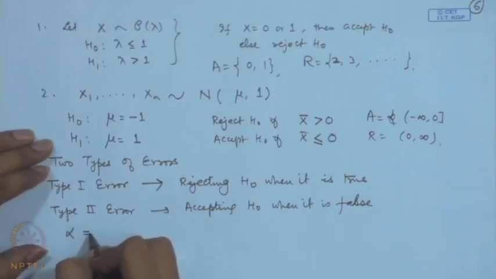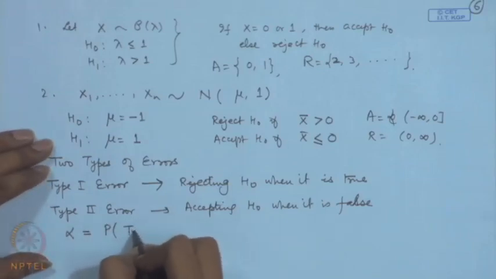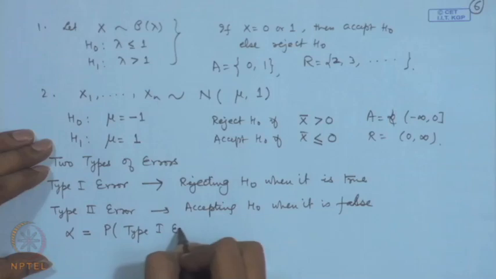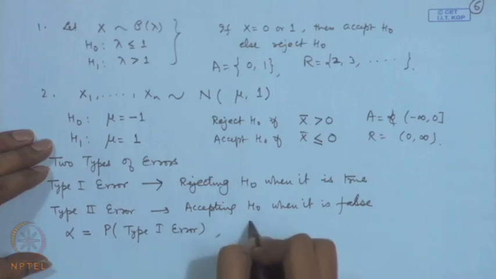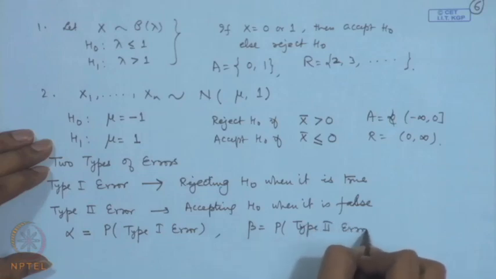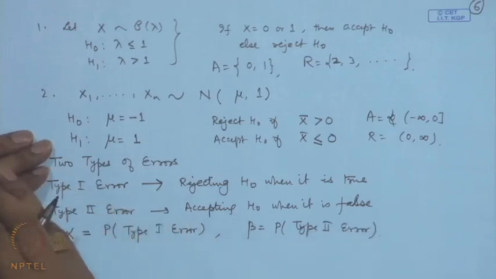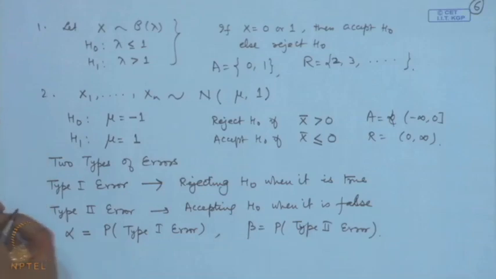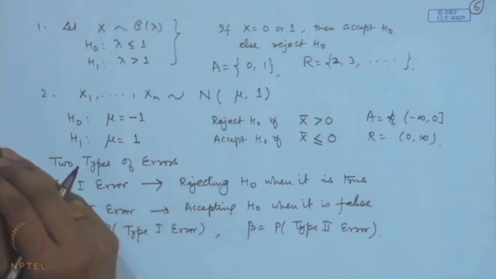We use the notation alpha as the probability of type 1 error and beta as the probability of type 2 error. Now, the consequences of these two types of errors can be quite different.